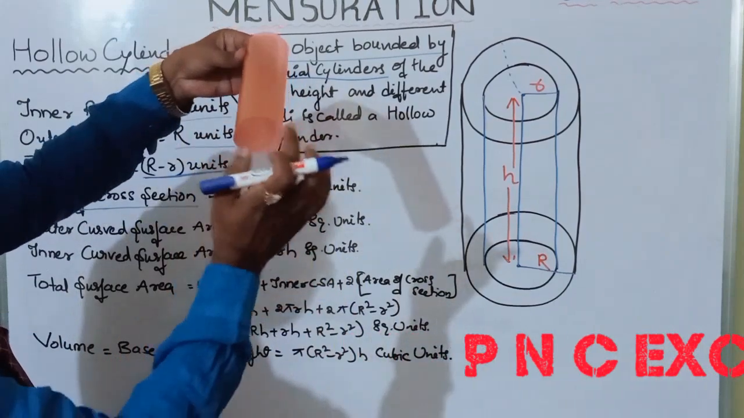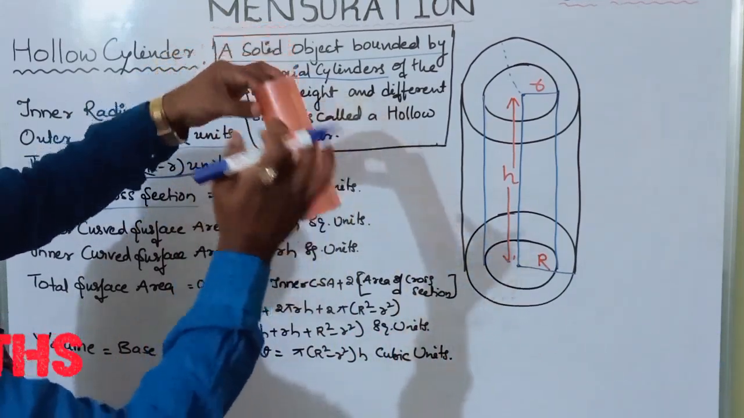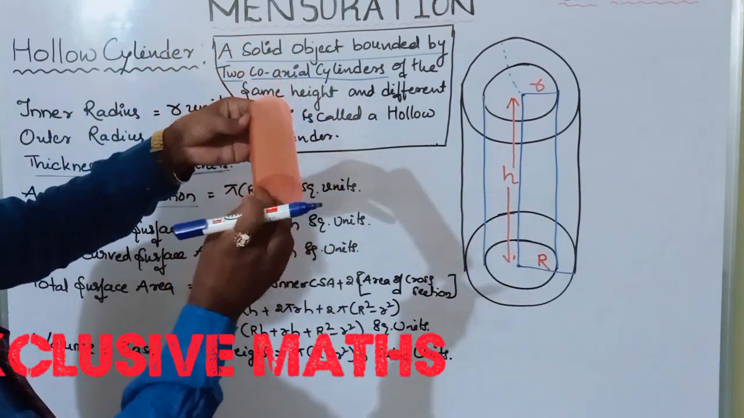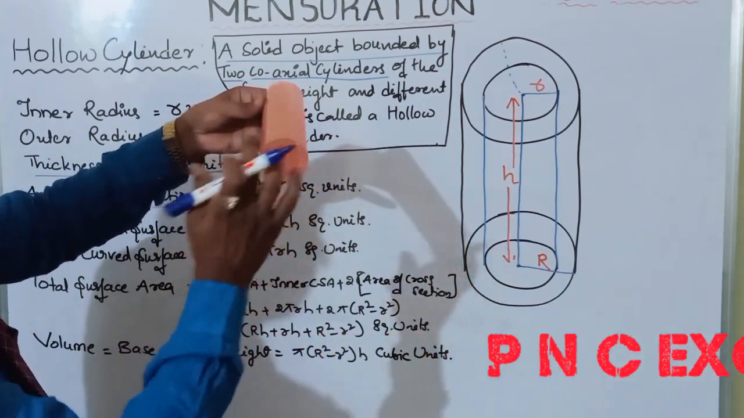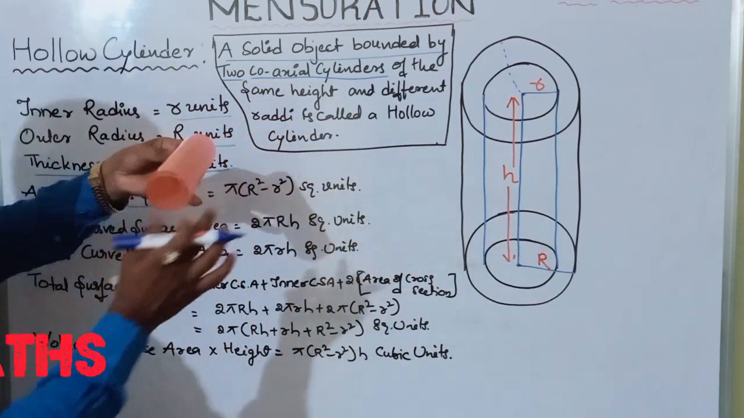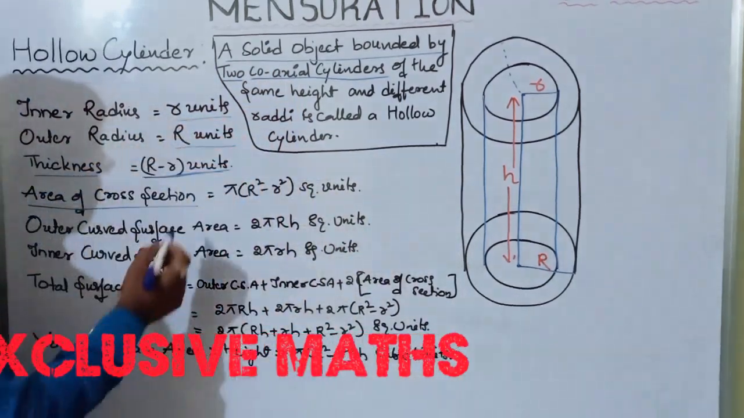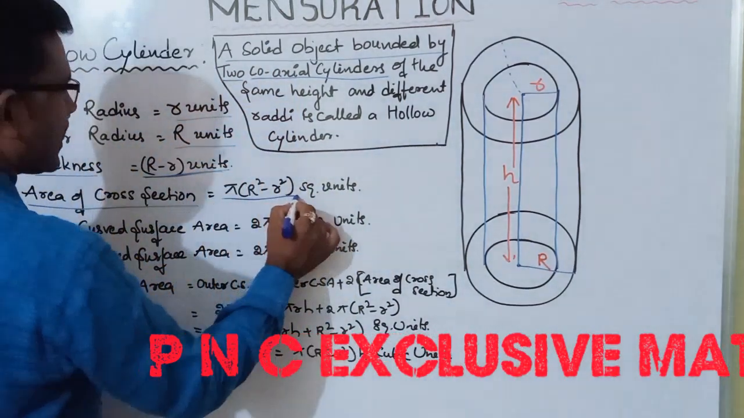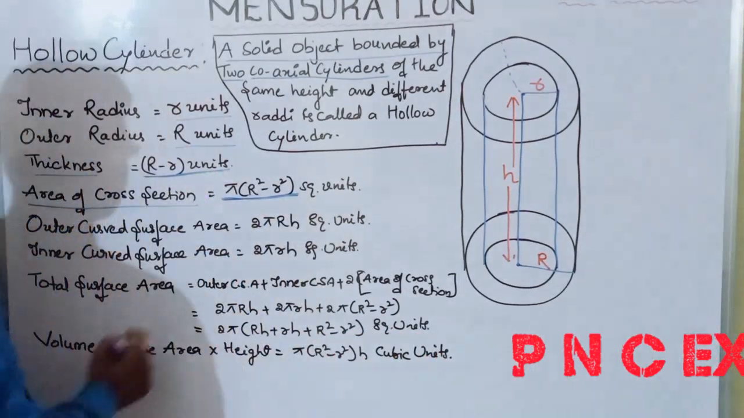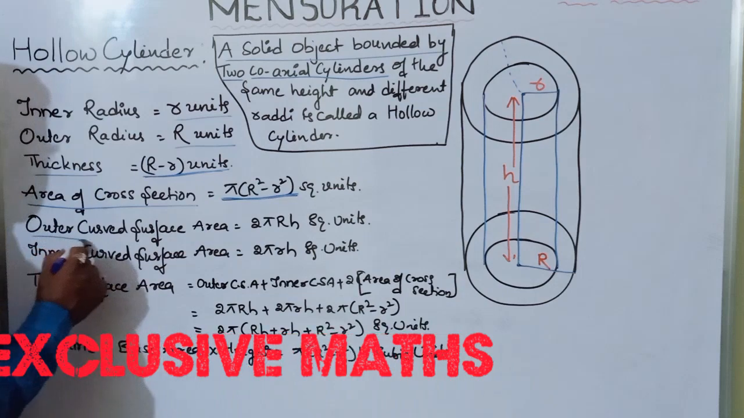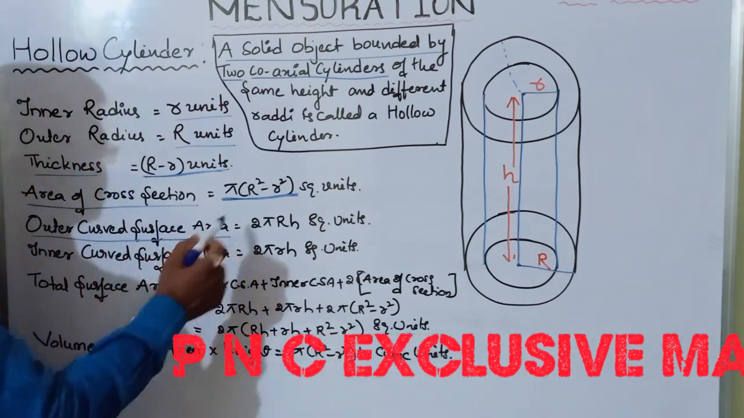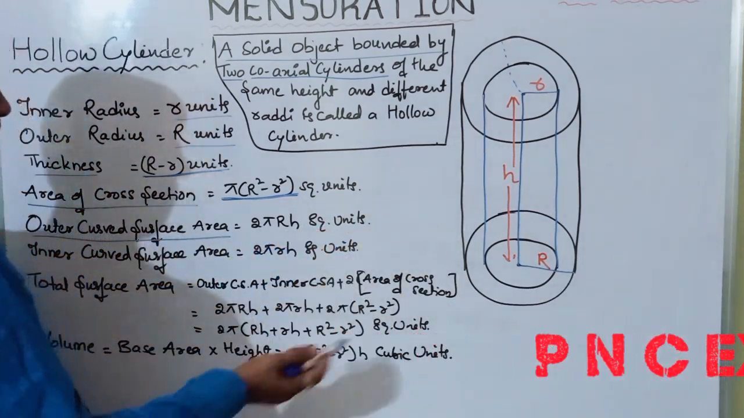So that is nothing but the area of a ring. We already discussed in my previous video, part 1, the area of a ring or circular path. That is called pi capital R square minus small r square units. Then next, the outer curved surface area.